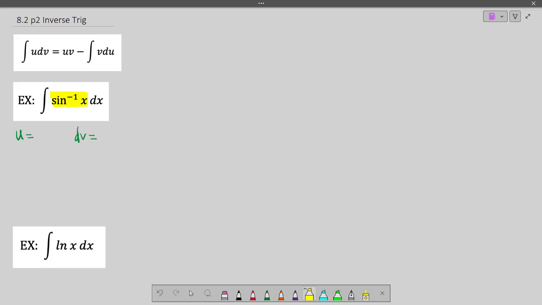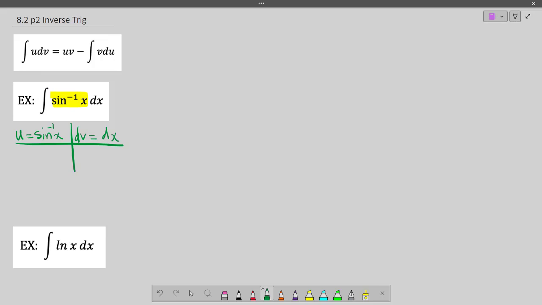So we're going to stick the inverse sine over here, right there, we're going to put it with our u. And then dv, what's the only thing left? dx. The dx, exactly. That's all that's left. And so on the left, we differentiate. On the right, we integrate.